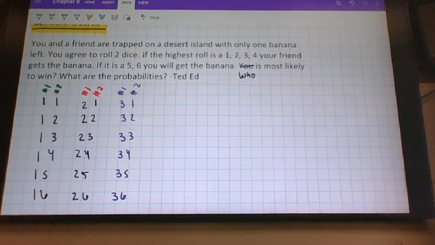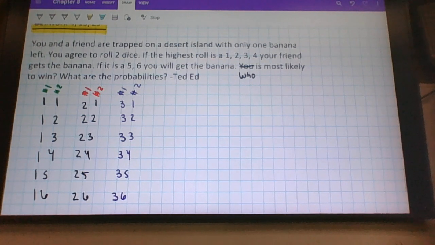So using the combination tree, what you would visualize is, well, I got a 1 and a 1. That's definitely friend 1 winning. A 1 and a 2, a 1 and a 3, and a 1 and a 4. All of those rolls would go to friend number 1. A 1 and a 5 would go to friend number 2, and a 1 and a 6 would go to friend number 2. So there'd be a 5 or a 6. So you have to count them up.